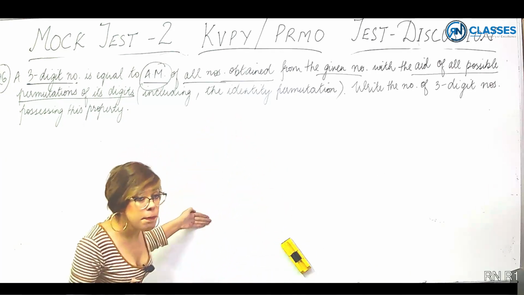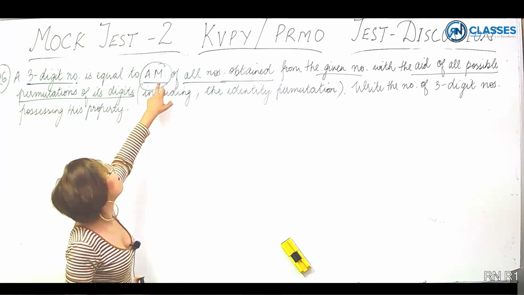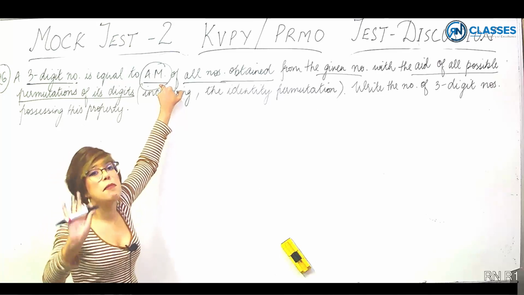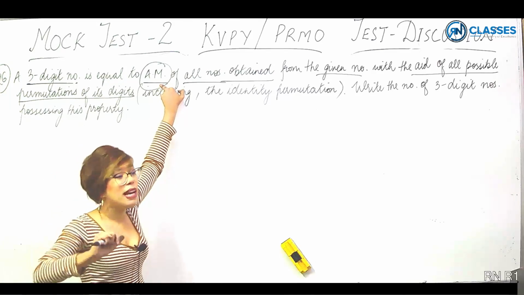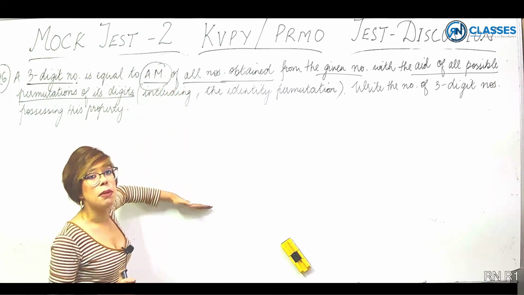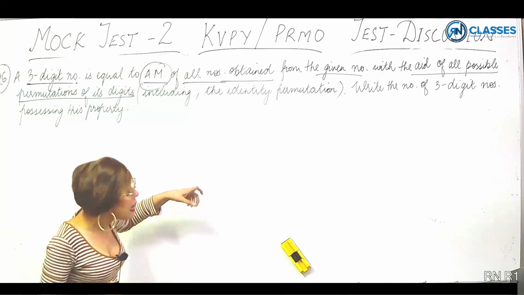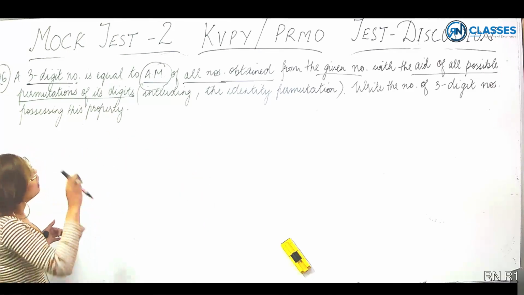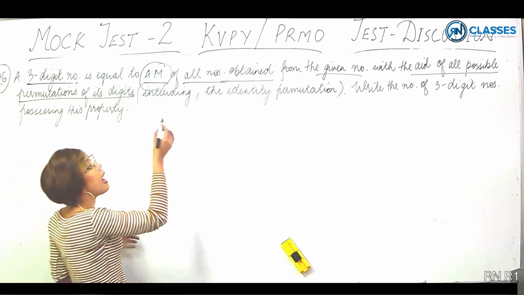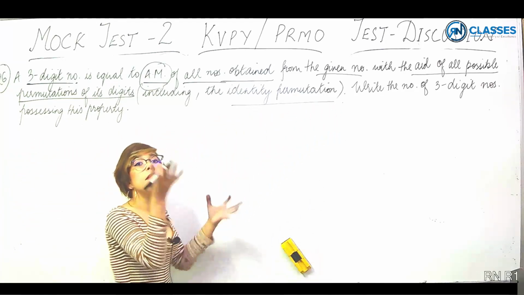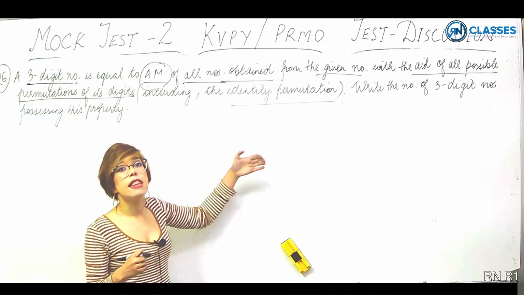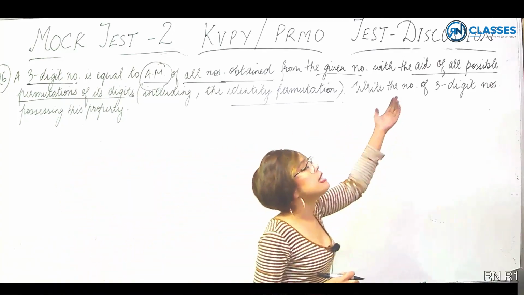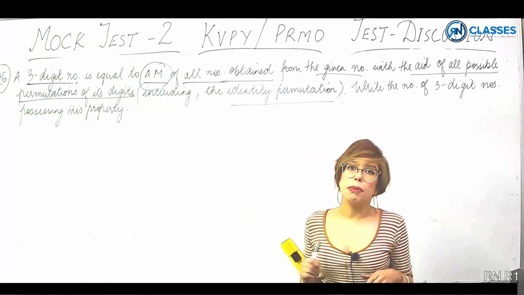I will add them up and divide by 6, because that will give me, why divide by 6? Because permutations. Okay, divide by the number of permutations. That will give me the arithmetic mean, and that should be equal to the number itself. Right? And he says this includes the identity permutation. That means the number itself also I need to take in the permutation. Right? He says write the number of 3-digit numbers possessing this property.